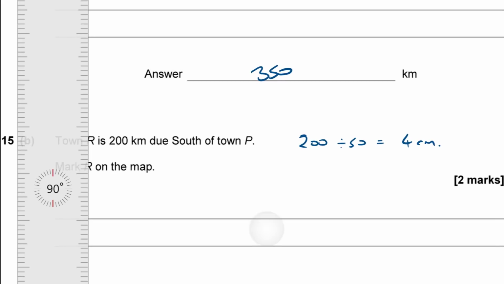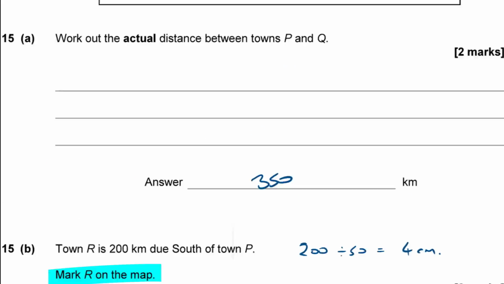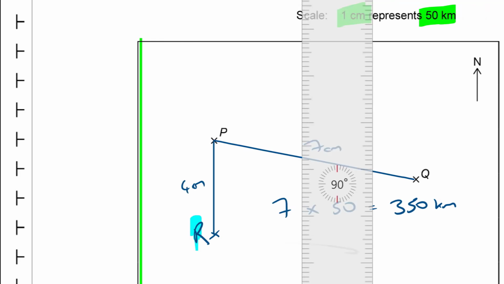And then don't forget to do this bit here, mark R on the map. So if you don't write R, you may lose a mark. So there we go. So it'd be somewhere down there. Like I say, I didn't do that accurately because my ruler is rubbish. It's got no numbers on it.